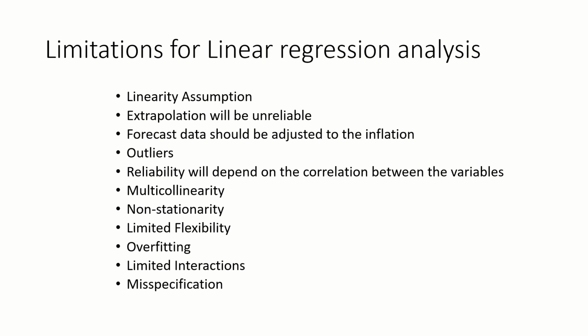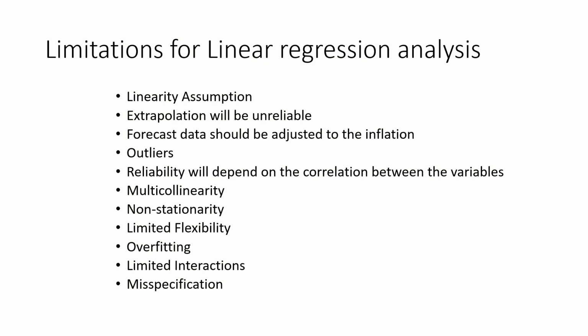Multicollinearity. Multicollinearity refers to the situation where two or more independent variables are highly correlated with each other, making it difficult to determine the unique contribution of each variable. This can lead to unstable model estimates and reduced forecasting accuracy. Non-stationarity. Linear regression assumes that the underlying data is stationary, meaning that the statistical properties of the data do not change over time. This assumption may not hold for time series data, leading to inaccurate forecasts.